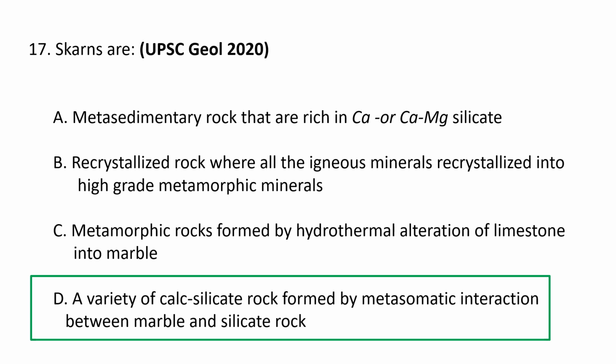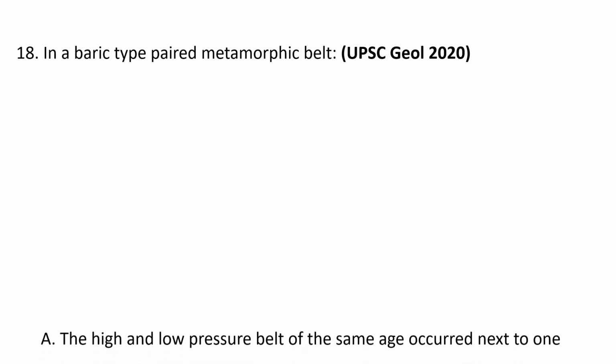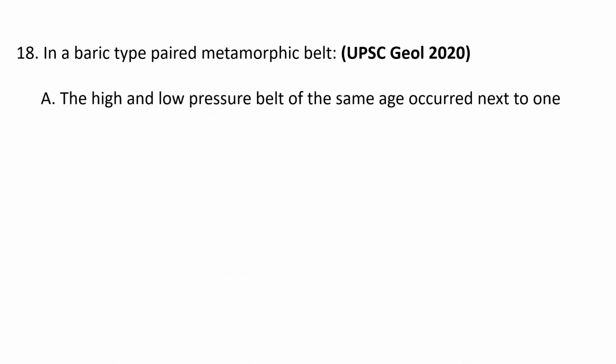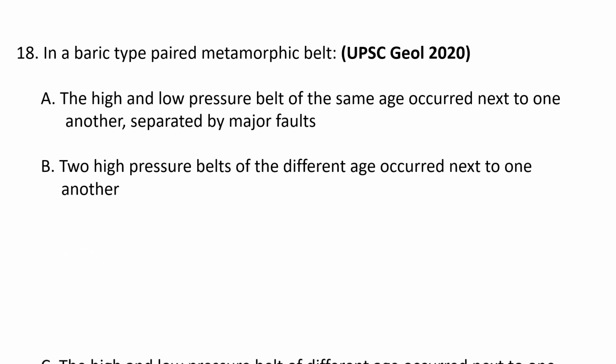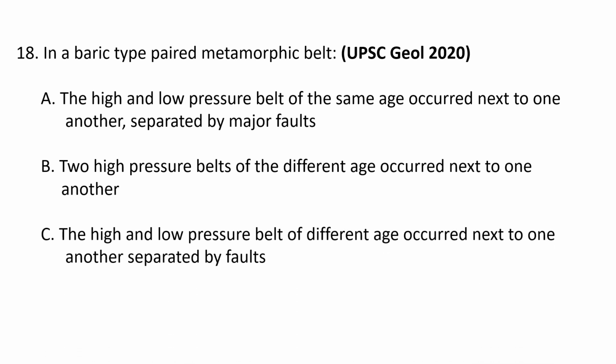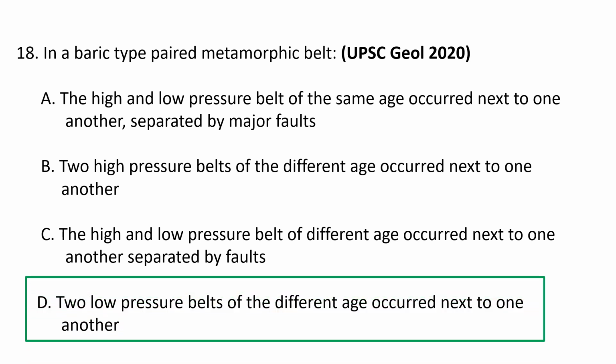silicate rock. Coming to the 18th question, in a barric type metamorphic belt, what will happen? So the choices are A. The high and low pressure belt of the same age occurred next to one another, which are separated by major faults. And B. Two high pressure belts of the different age occurred next to one another. And C. The high and low pressure belt of different age occurred next to one another, separated by faults. And D. Two low pressure belts of the different age occurred next to one another. The correct answer is D. Two low pressure belts of the different age occur next to one another.